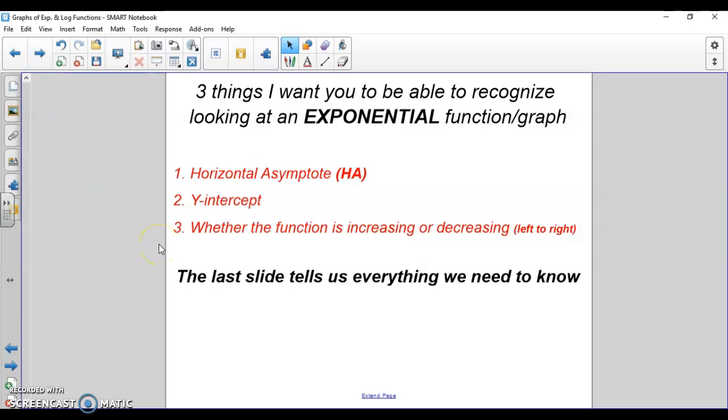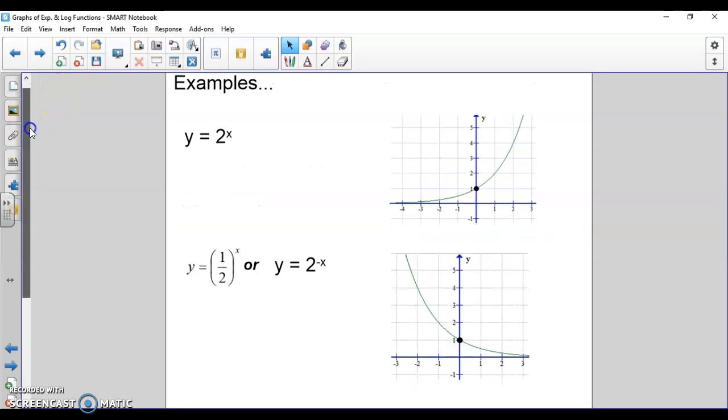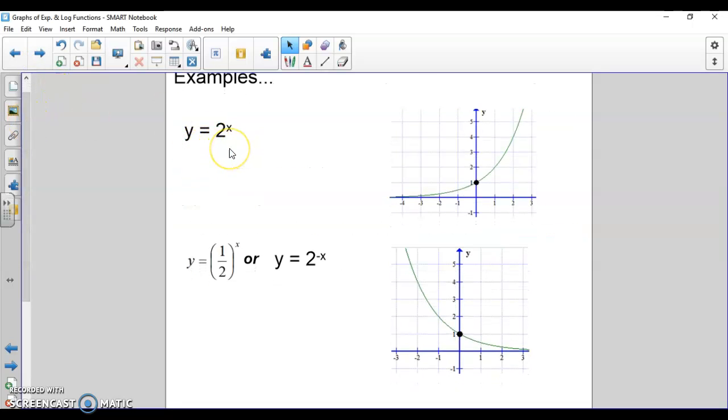There'll be 3 things I want you to be able to recognize: finding the horizontal asymptote, finding the y-intercept, and whether the function is increasing or decreasing left to right. The last slide again tells us everything we need to know. Just some examples of graphs. Y equals 2 to the x, like I said, the most basic one we can have. We're going to have a horizontal asymptote at 0. We'll talk about how to find that again. We're going to have a y-intercept at (0, 1). You just plug in 0 for x, so 2 to the 0 power is just 1. And then the graph is increasing left to right. Left to right, it's going up.